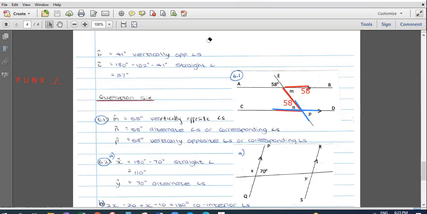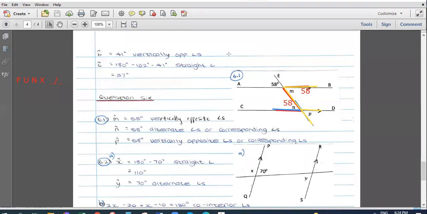But then you can also see that we have an F. There's an F here. And we have an F, which means angle P is also 58 because it's an F. So there's one of two answers. P is 58, there's one answer, but one of two reasons. One, it could have been vertically opposite, and the other one can be corresponding.